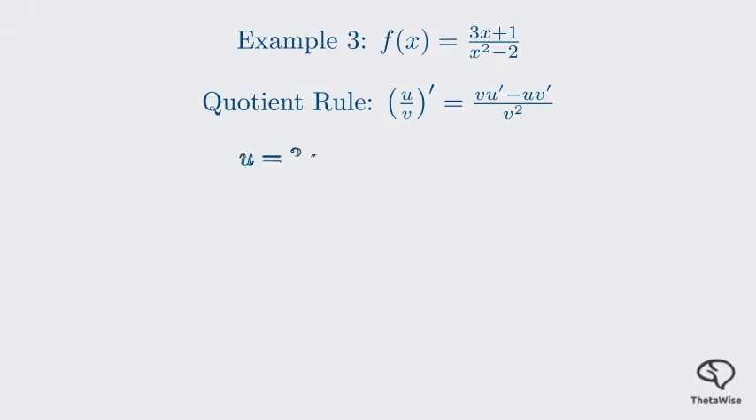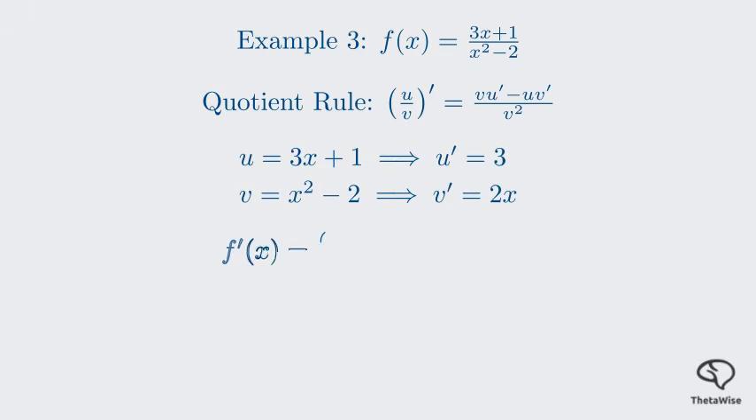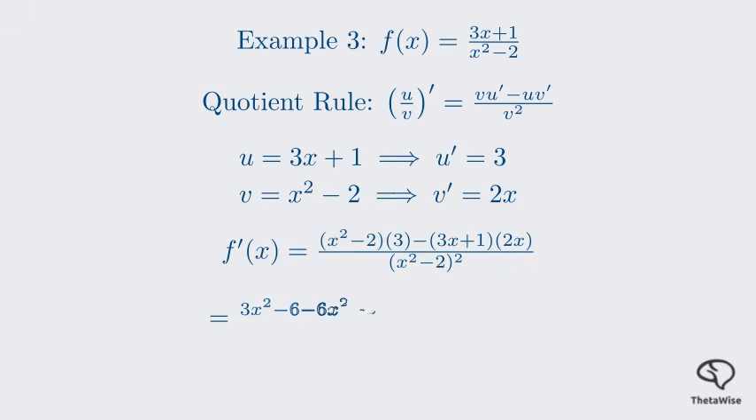Let's identify our parts. U is 3x plus 1, so u prime is 3. V is x squared minus 2, so v prime is 2x. Now we plug these into the formula. We have x squared minus 2 times 3 minus 3x plus 1 times 2x all over x squared minus 2 squared. Now we just need to expand the numerator and simplify. That simplifies to negative 3x squared minus 2x minus 6 all over x squared minus 2 squared.